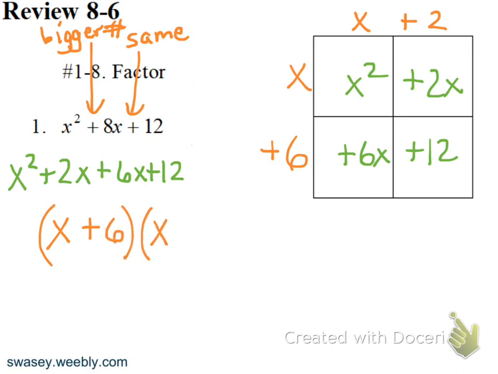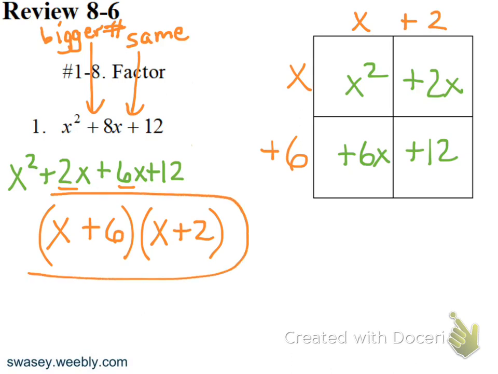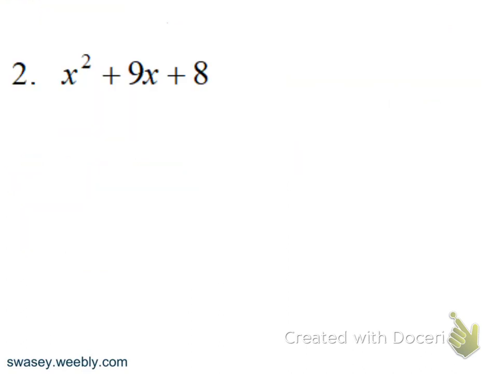Now notice, the two numbers that we chose that multiplied to get 12 and added to get 8 are 6 and 2. Those are what's in our final answer. That will happen every time, so we can work without even the box. We got same signs. Bigger one's positive, so they're both positive.